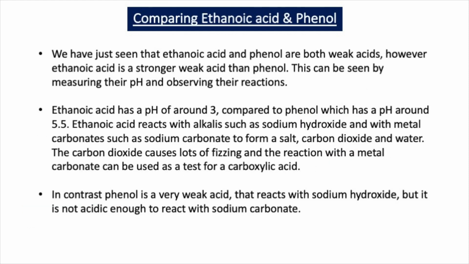So we've seen that both ethanoic acid and phenol are weak acids. However, there are big differences between them. Ethanoic acid is a stronger weak acid than phenol, and this can be seen by measuring the pH and observing the reactions. Ethanoic acid has a pH of around 3 compared to phenol, which has a pH of around 5.5. And ethanoic acid reacts with alkalis such as sodium hydroxide and with metal carbonates such as sodium carbonate and sodium hydrogen carbonate to form a salt, carbon dioxide and water. And therefore the carbon dioxide would cause lots of fizzing, and the reaction with the metal carbonate can be used to test for a carboxylic acid.